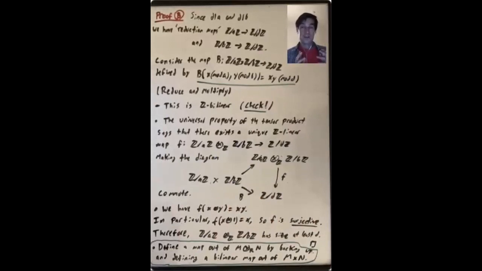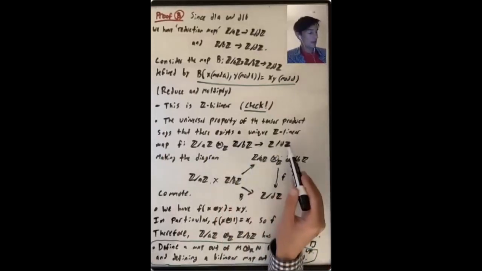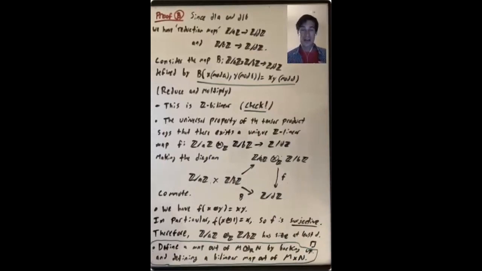So what's the big thing that we did here? We wanted to show that this tensor product had size at least D. I mean, we had to show that this tensor product was not 0, well, it is 0 when D is 1. But what we did is we wanted a surjective map from our tensor product to Z mod DZ. And how did we come up with it? We had to back up and define a bilinear map out of the direct product M cross N. So where do linear maps from the tensor product to somewhere, in this case, Z mod DZ, come from? They come from bilinear maps from M cross N to that same place.